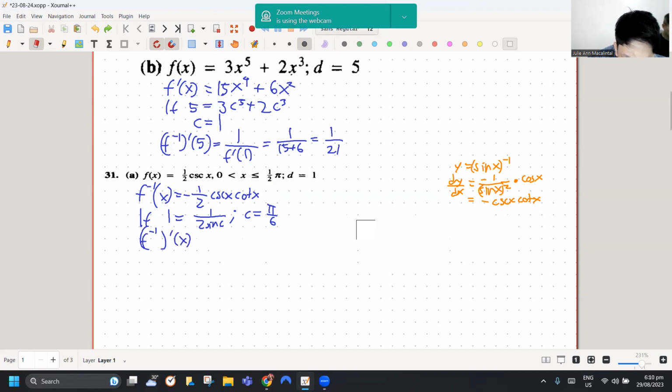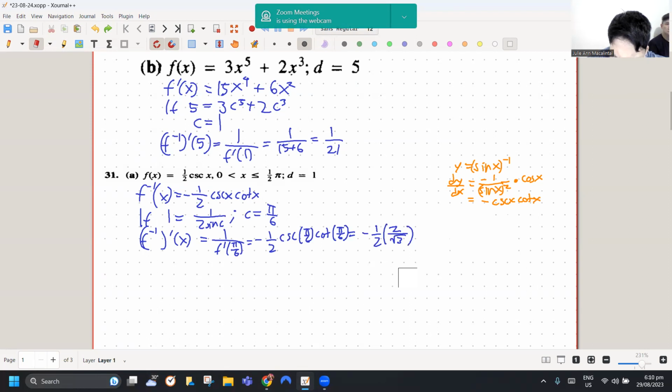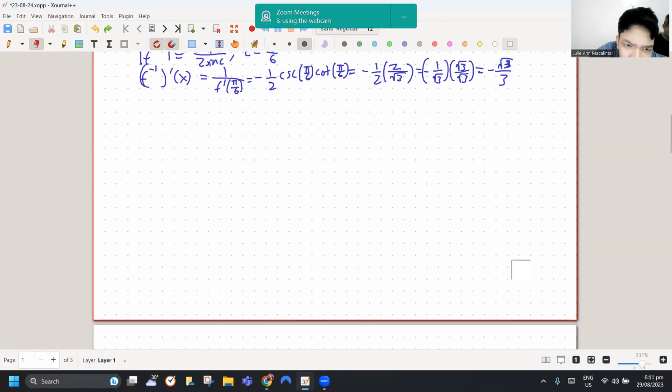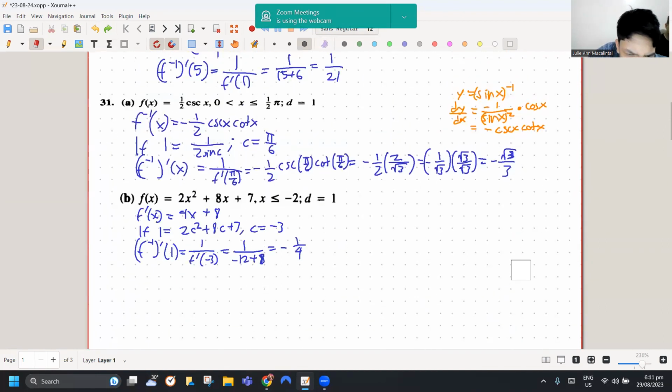So the derivative of the inverse of f is equal to 1 over the derivative of f evaluated at pi over 6. So we just have to take negative cosecant of pi over 6 times cotangent of pi over 6, so actually it's 1 over this. This is 1 over square root of 3, and we will rationalize that. That's just negative square root of 3 over 3. Nice.